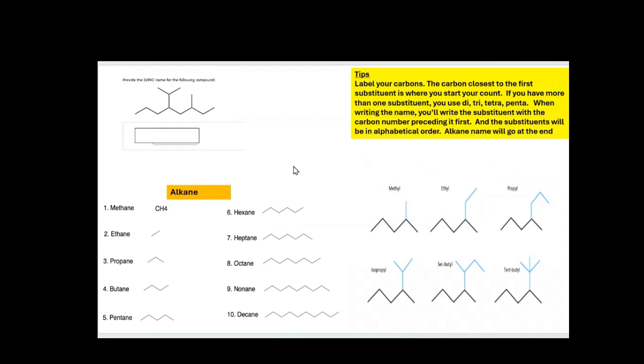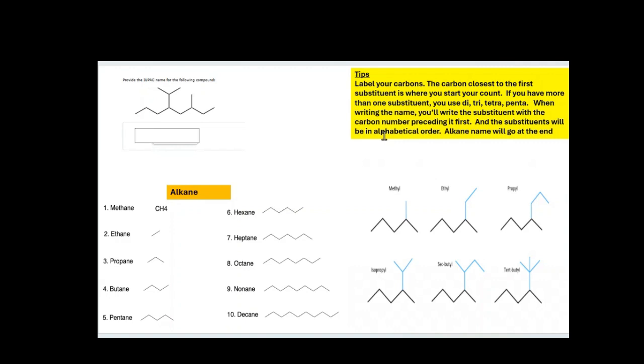My rules to solve this are pretty simple. First, you'll label the carbon. The carbon closest to the first substituent is where you'll start your count. And if you have more than one substituent, you'll use di, tri, tetra, penta. And then when writing the name, you'll write the substituent with the carbon number preceding it first, and the substituents will be in alphabetical order. And then the alkane name will go at the end.